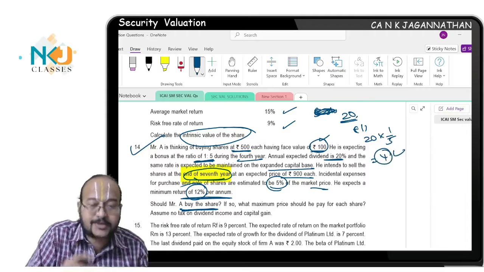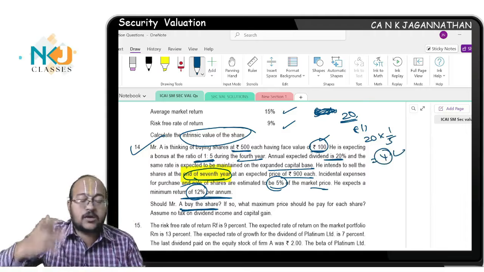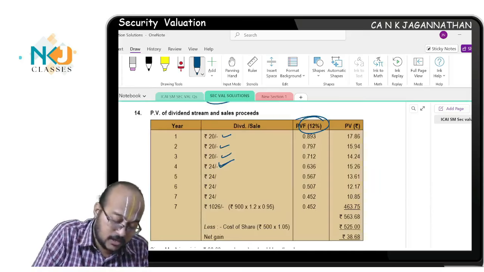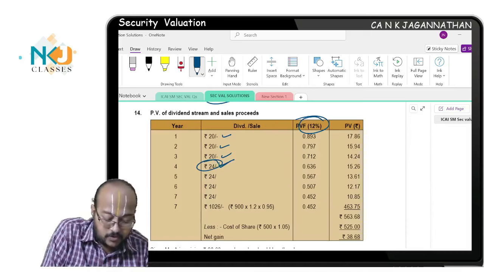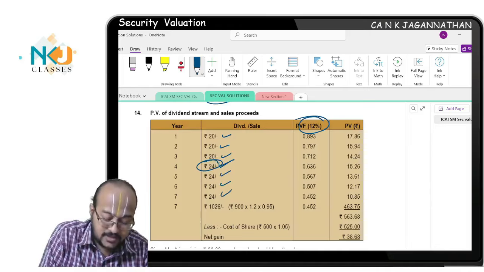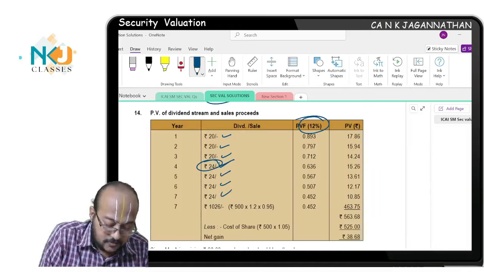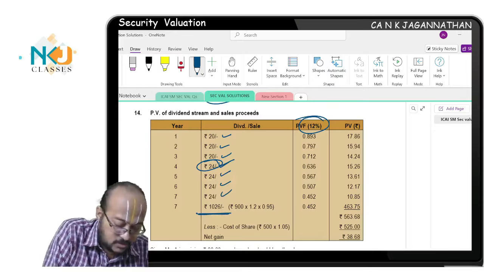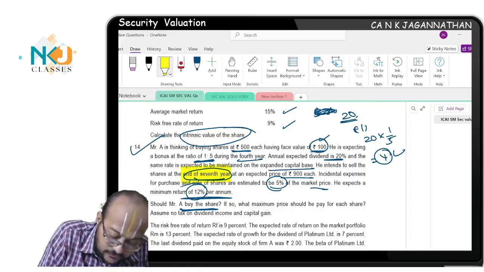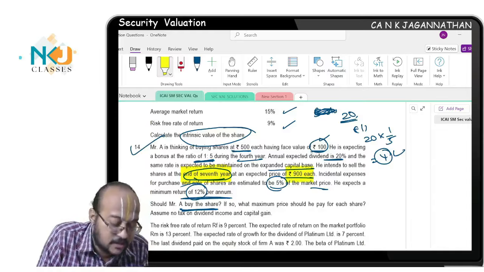This 4 rupee extra dividend every year you will receive from the 4th year. See here, 20, 20, 20, then 24, 24, 24, 24, till the 7th year you receive this. Price at the end of the 7th year, what happens? You tell me, children, what they are expecting. Their expected price at the end of the 7th year is 900.